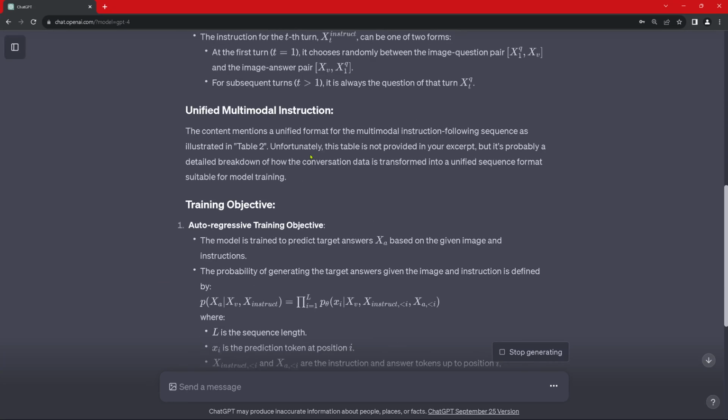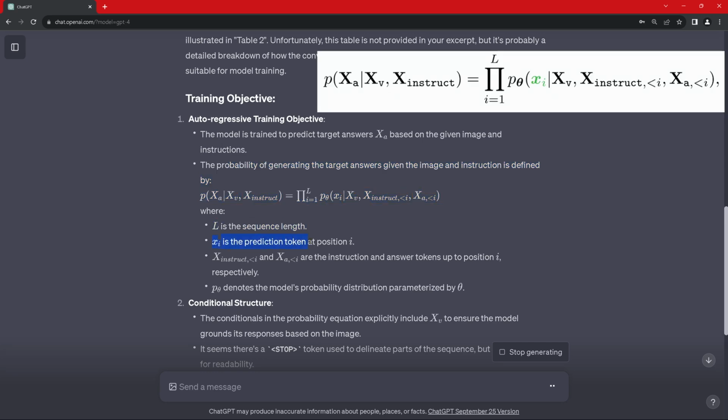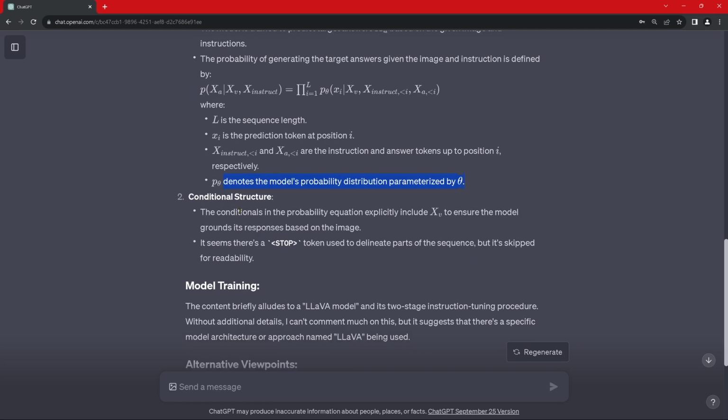Okay, here we are. The probability of generating the target answers given the image and instruction is defined by, and it even gives you the labels. L is the sequence length, XI is the prediction token at position I, X instruct and XA are the instruction and answer tokens up to position I, and P theta denotes the model probability distribution parameterized by theta. Amazing, this little thing. Conditional structure, yes, it seems there's a stop token used to delineate parts of the sequence, but it skips readability.